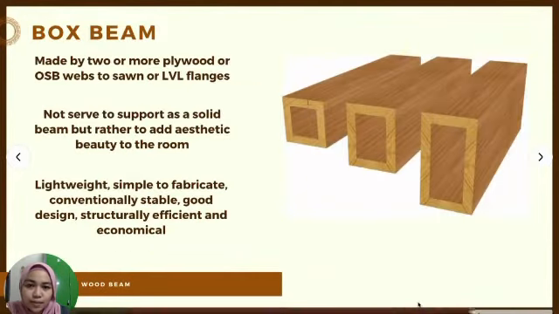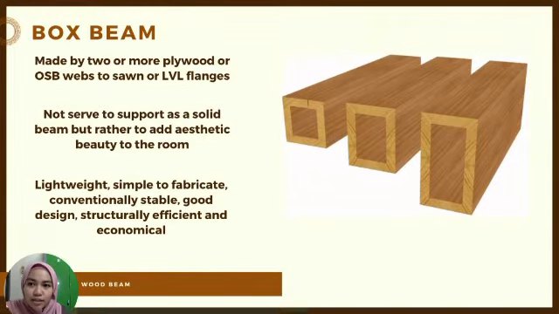Next one is the box beam, which is made by two or more plywood or OSB, Webster sawn, or LVL flange. It does not serve to support as a solid beam, but rather adds aesthetic beauty to the room. And it is lightweight, simple to fabricate, dimensionally stable, good design, structurally efficient, and economical.